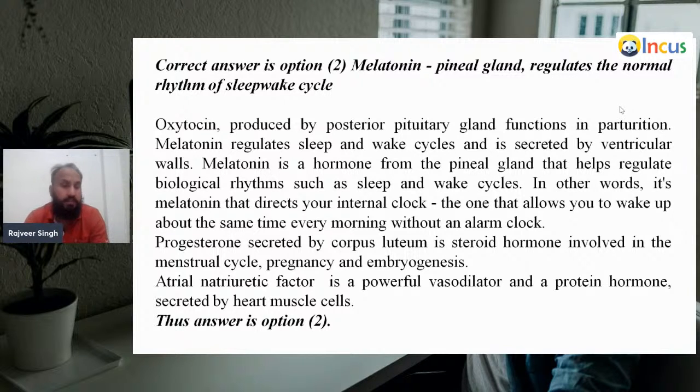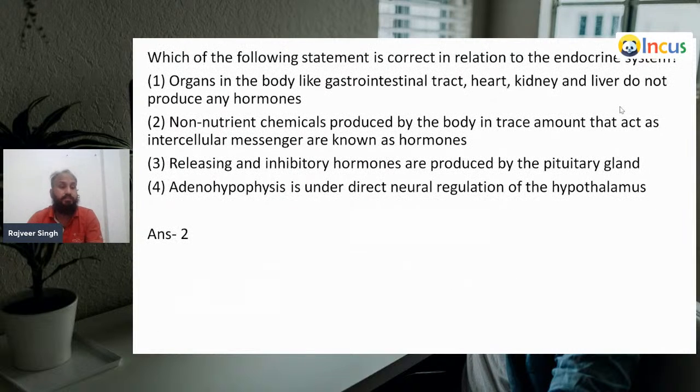Progesterone, secreted by the corpus luteum, is a steroid hormone involved in the menstrual cycle, pregnancy and embryogenesis. ANF is a powerful vasodilator and a protein hormone secreted by heart muscle cells. The answer will be second. Next one, which of the following statements is correct in relation to the endocrine system?